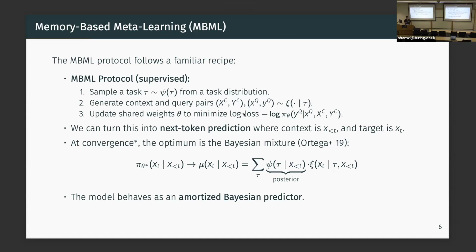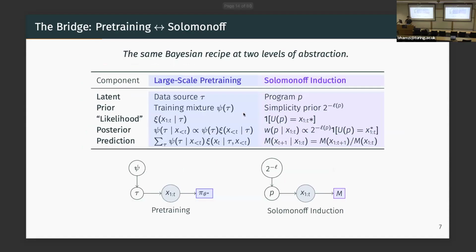So essentially, if you just keep doing this next token prediction, as has been done in meta-learning or in Solomonoff induction, which also predicts the next token, the goal is the best predictor for the next token. We can achieve this sort of amortized Bayesian predictor where we don't actually have to compute the posterior, and we can approach the best predictive distribution. So this is my view of how large-scale pre-training and Solomonoff induction can be viewed in essentially the same recipe and framework.